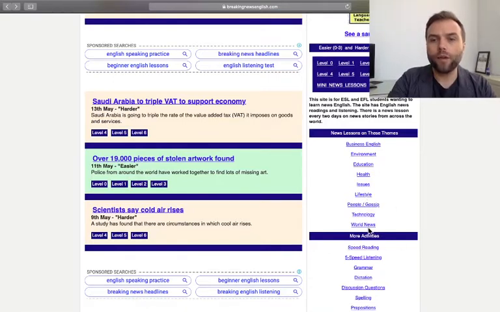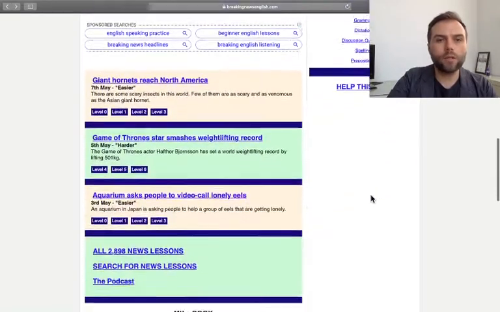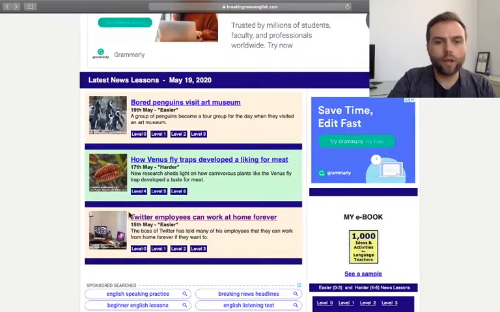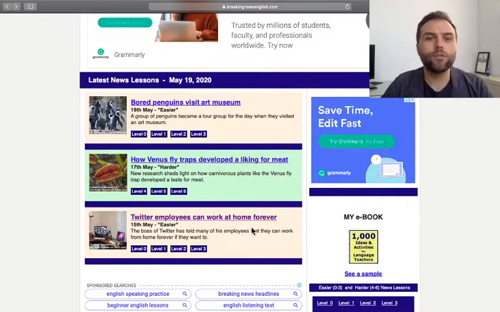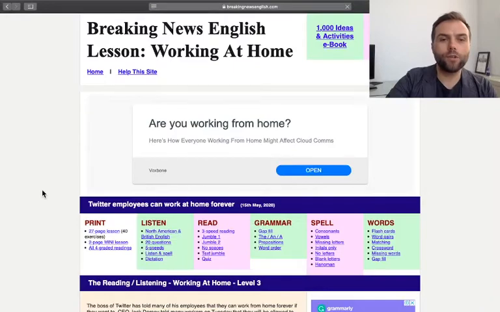Okay, so yeah, it's got a whole range of topics, your typical news topics that you'd find in a newspaper, and you can also go into activities here. So let's have a look at one of the lessons. Okay, so I did have a quick look at this one before. Twitter employees can work at home forever. Okay, so this is quite a recent thing after the coronavirus, and sounds good. So let's have a look at this.